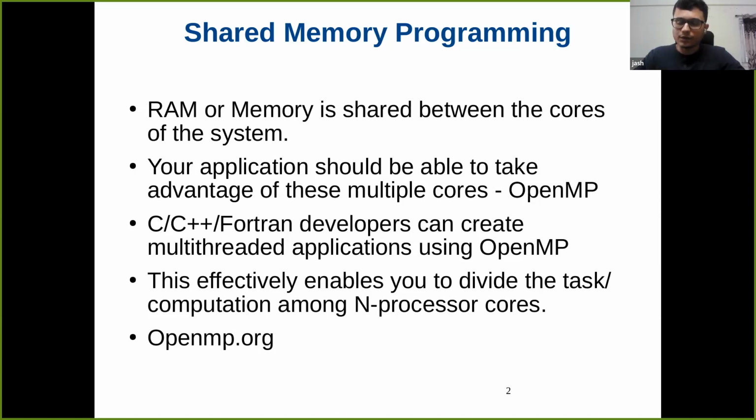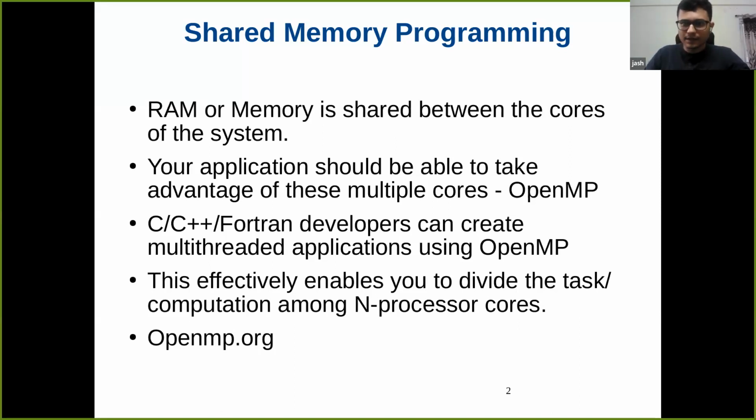Okay, so to address this, the developers created a framework called OpenMP, which is a parallel programming API for shared memory systems, as we saw yesterday. Using OpenMP, you can write C, C++, and Fortran programs which can run on multiple cores. And that is what we are going to see. C, C++, Fortran developers can create multi-threaded applications using OpenMP, and it enables you to divide the computation among n cores.